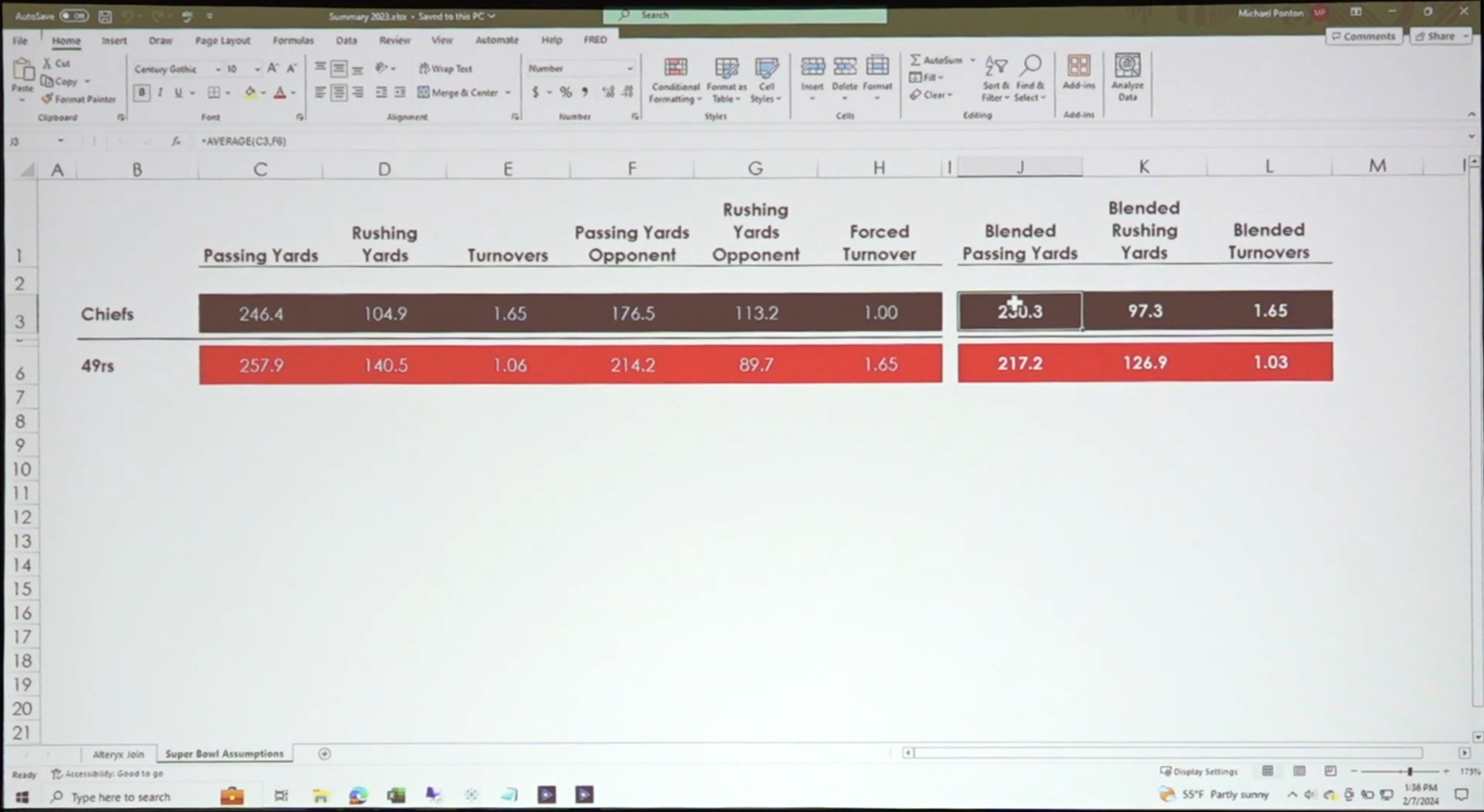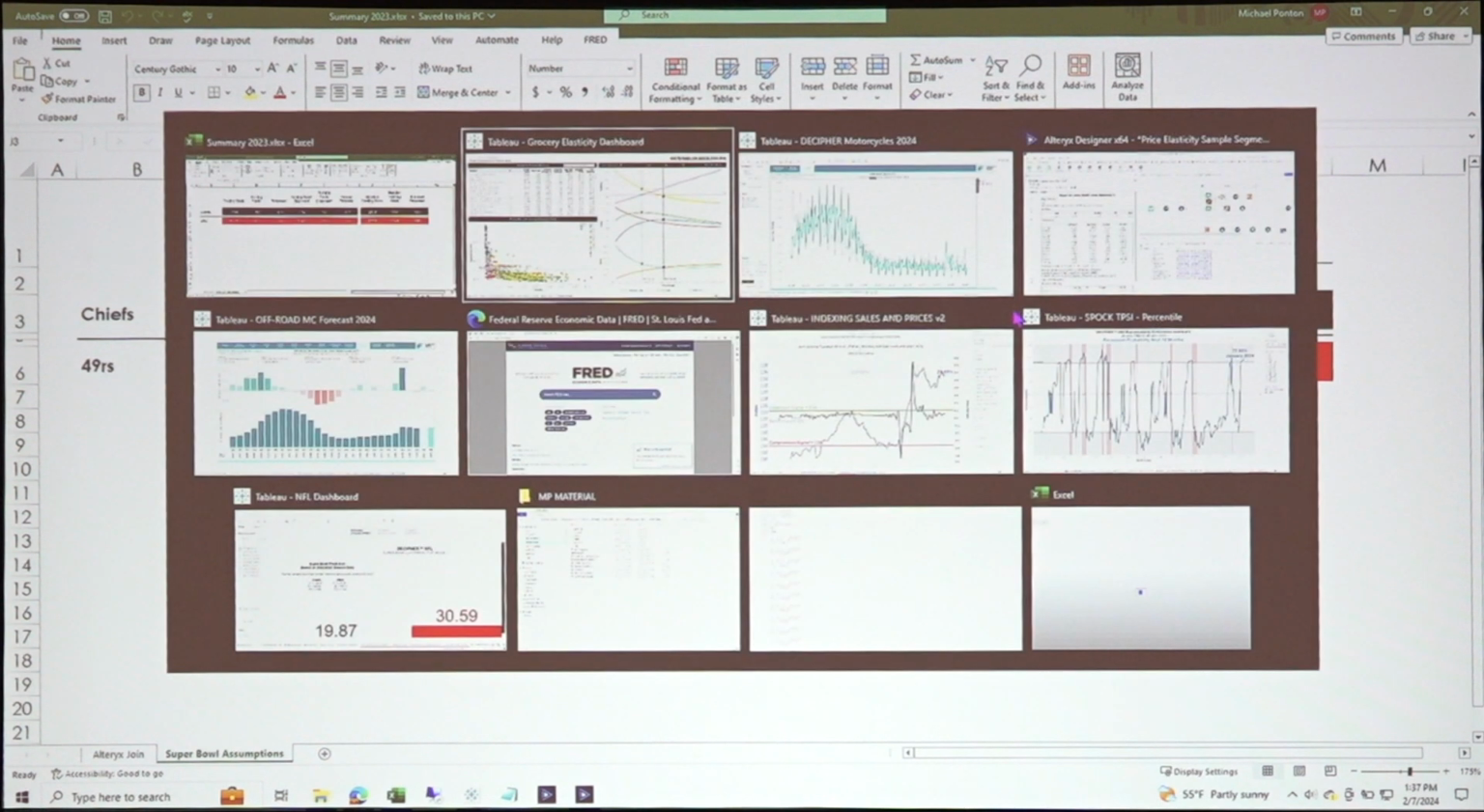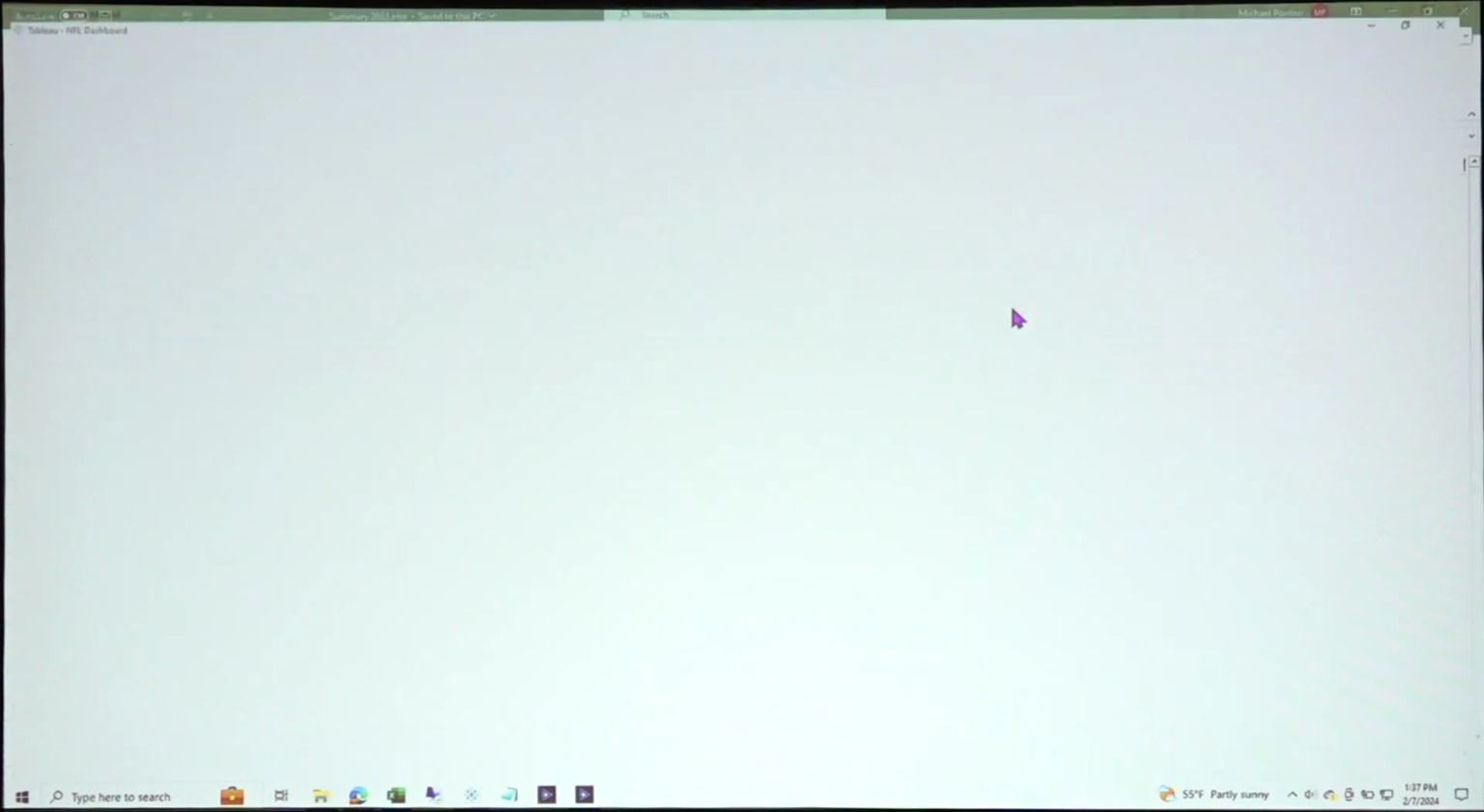So when the Chiefs play, they typically gain 240 or pass for 246 yards, right? And the 49ers typically only give up 215. Right? So their defense is pretty good. And so I take an average of those and then feed that into my model to get a sort of consensus model. And I'll show you what we got here. So I have 3 scenarios.